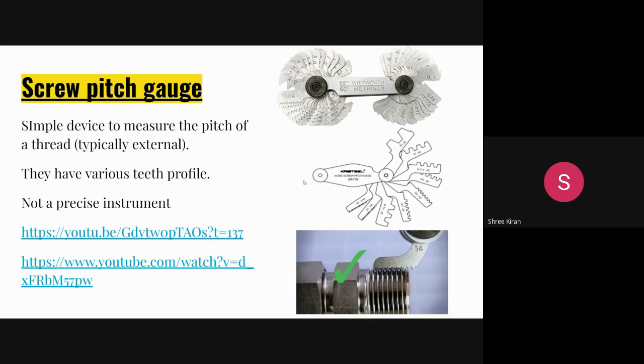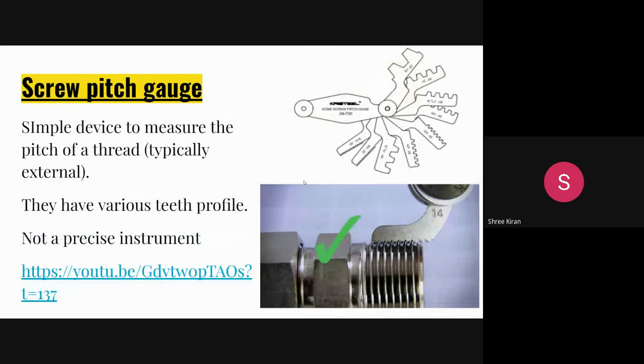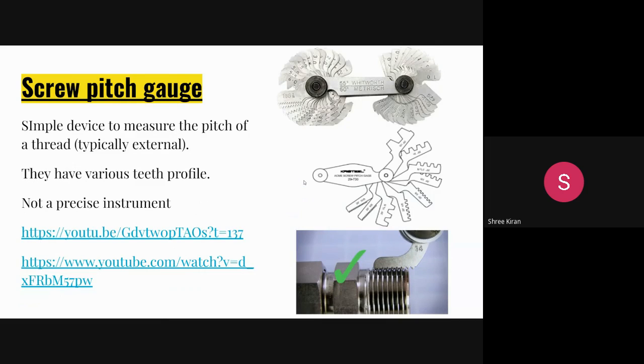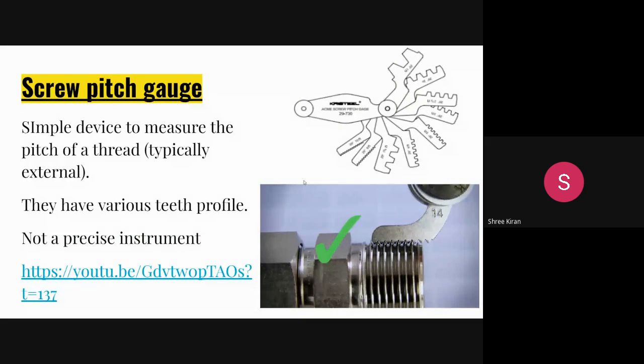Now, in the case of the screw pitch gauge, it is a simple device to measure the pitch of the thread, typically external. They have various teeth profiles and it is not a precise instrument. You can see the figure. It is a simple device to measure the pitch of the thread, typically external, not a precise instrument.